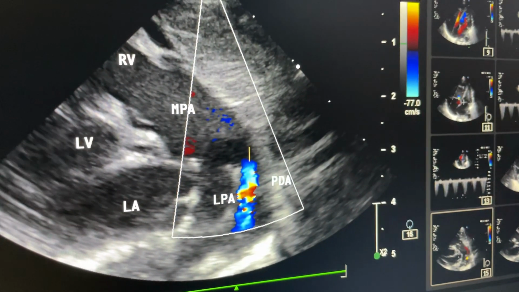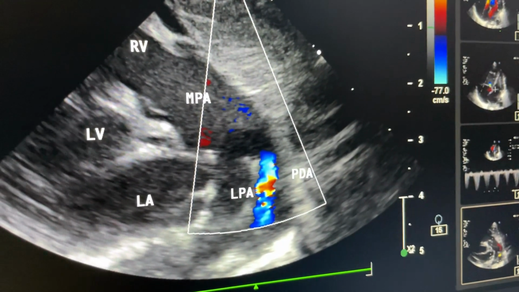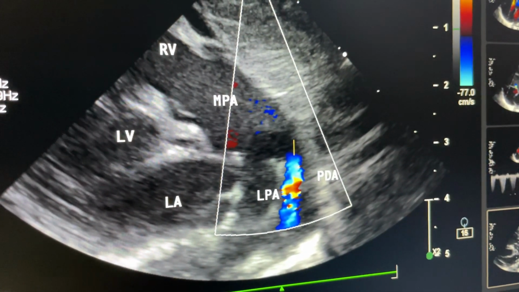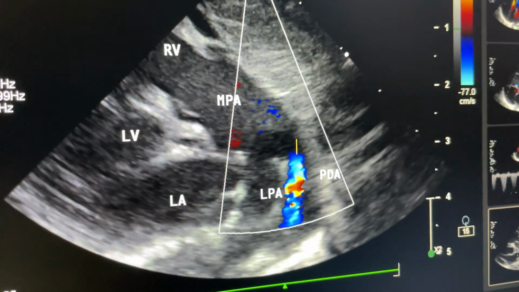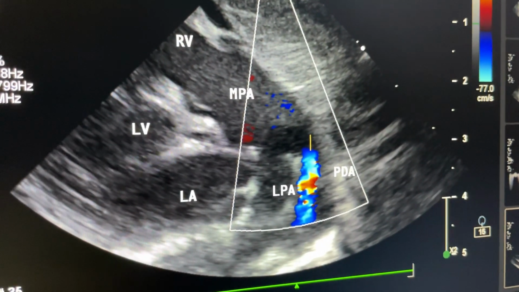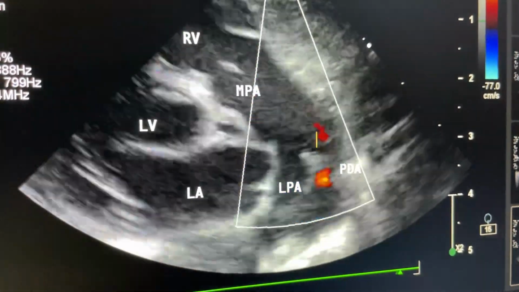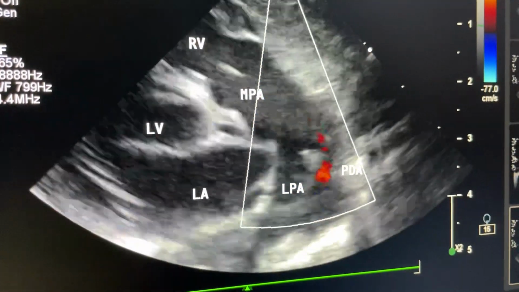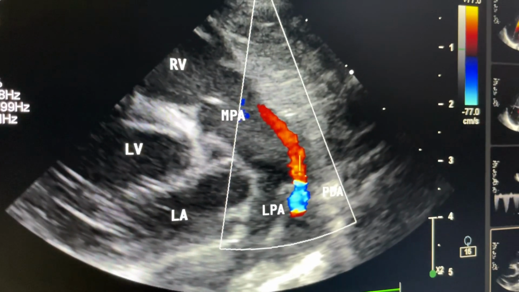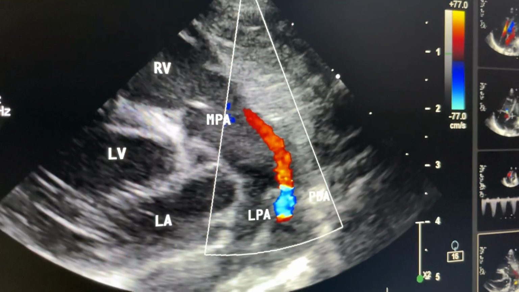This is flow from pulmonary artery to aorta. Blue flow. The flow is away from the probe, indicating flow from pulmonary artery to aorta. That is flow from right to left. Just see. This is flow from aorta to pulmonary artery. Flow is red in color.